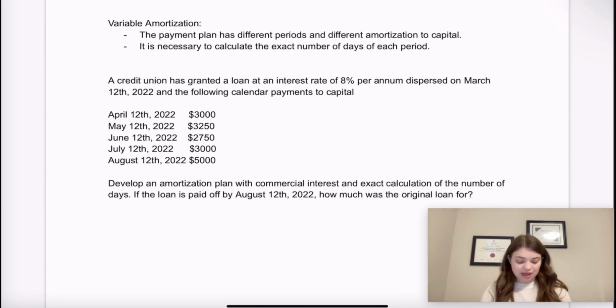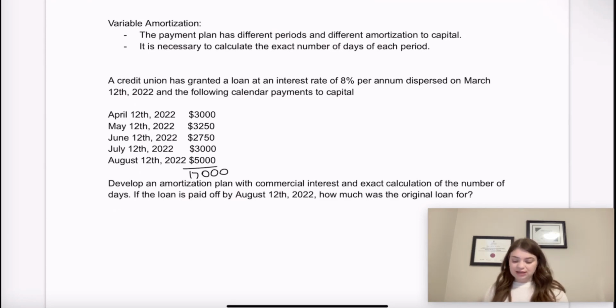They tell us that the first capital payment pays $3,000 towards the capital, then $3,250, then $2,750, then $3,000, and then $5,000. So if we add up all those amounts, that is going to tell us not the total amount that we have to pay back, because of course these payments don't account for interest, but it's going to tell us the present value. It's going to tell us how much the original loan was for. And if I add up all these things, I get a total of $17,000. So therefore, if we made $17,000 worth of capital payments, then that means that $17,000 was how much we originally took out for this loan.